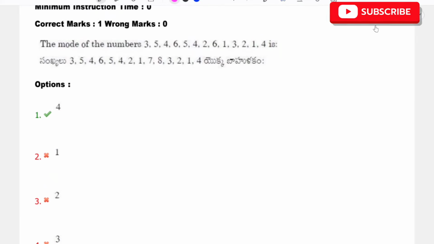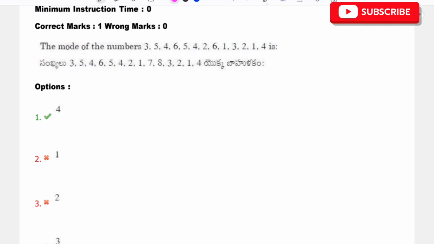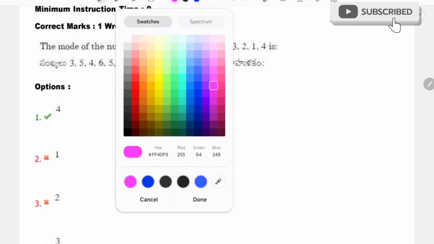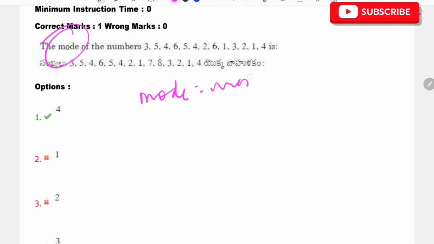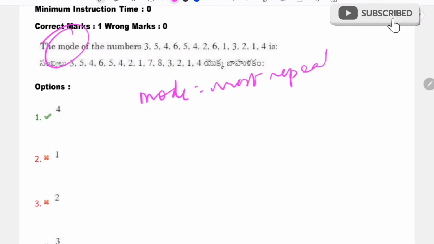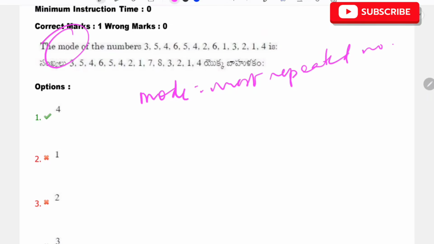Next question. The mode of the numbers. We have some numbers given here. So we have to find what? Mode. What is the meaning of mode? Mode means the most repeated number. Median means you have to write in ascending or descending order, sorted order, then take the middle value. Mean means average. So these three, anyway, some question will definitely come, 1 or 2 questions will come, mean, median, mode. So remember the basic things.